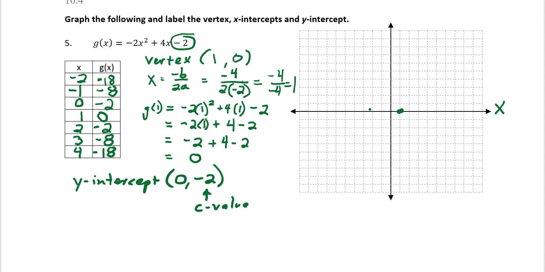But it's there. And the second ordered pair is negative 1, negative 8. It'll be in quadrant 3. Third ordered pair is 0, negative 2, which happens to be our y-intercept. The next point is our vertex, so we don't need to plot that. Then we have 2, negative 2. It'll be over in quadrant 4. And we have 3, negative 8, also down in quadrant 4. And we can see that we have symmetry by plotting those correctly. We do our best to connect those in a U shape.